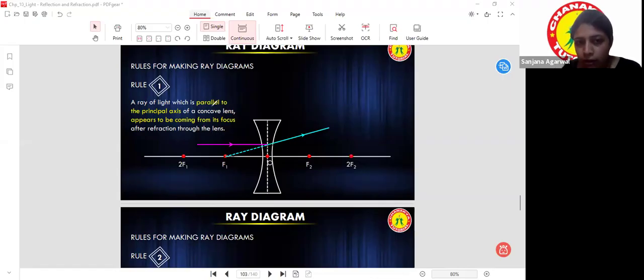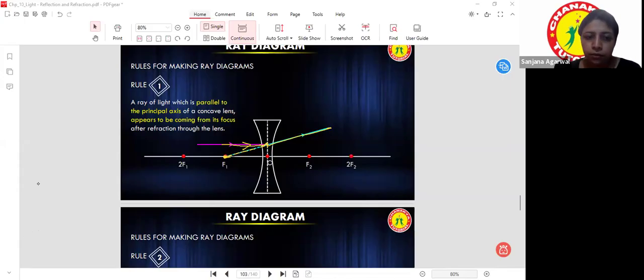If you allow a ray of light parallel to the principal axis, it will diverge and refract in such a way that it will appear to be coming from the focus point. If you are drawing it, children, here is a trick to draw it correctly. Just place your ruler such that these 2 points are joined, and then you can draw a ray and produce it back. It will be very easy.